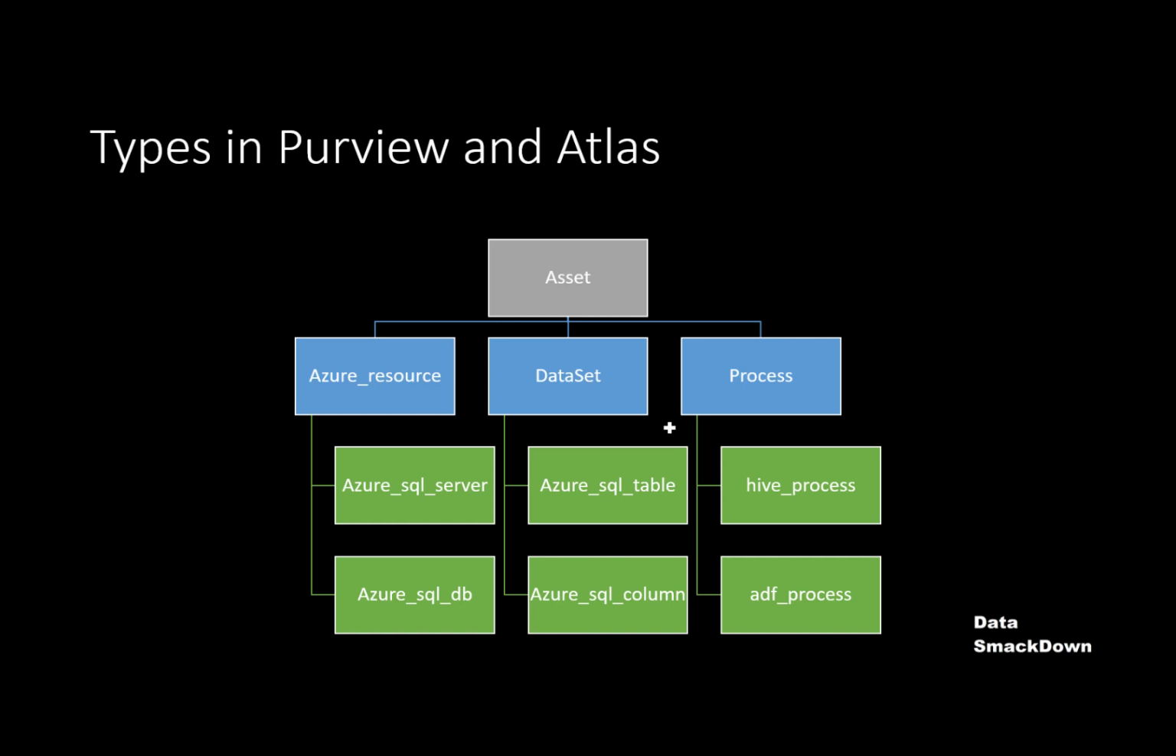For the most part, you don't need to go much beyond the dataset and the process type. If you're going to get more advanced, you absolutely can. However, I would strongly encourage you to stick with dataset and process as your supertypes until you get into more complex scenarios.